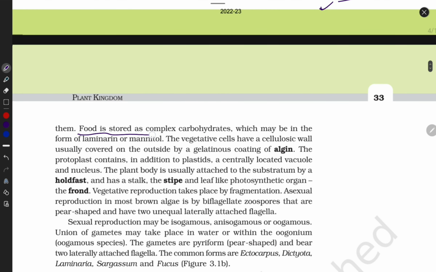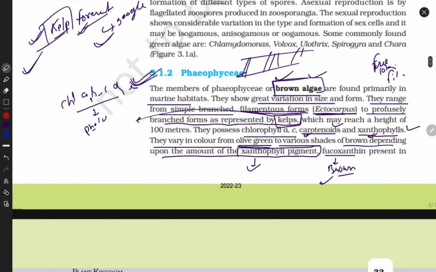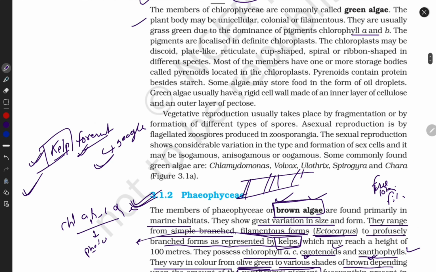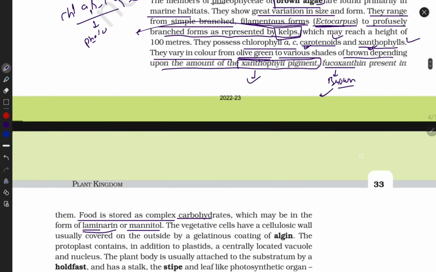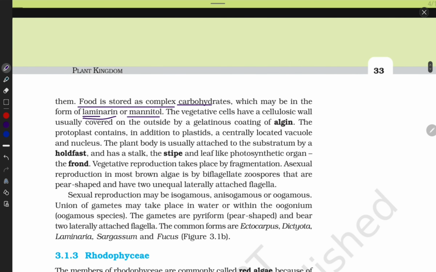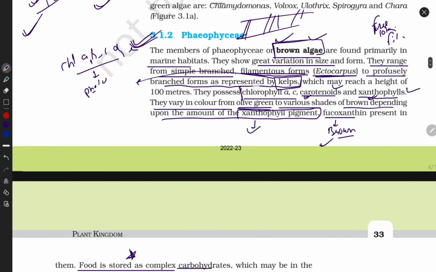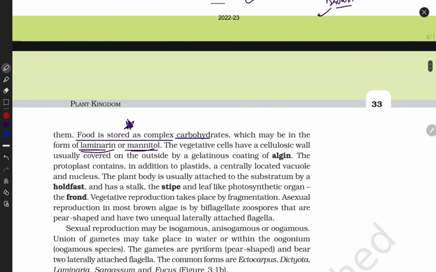Food is stored as complex carbohydrate like laminarin and mannitol. Guys, this class also stores food like oil droplets, and they contain food in laminarin and mannitol form. Important. This term is also important. This is important, this is important, and this is important.